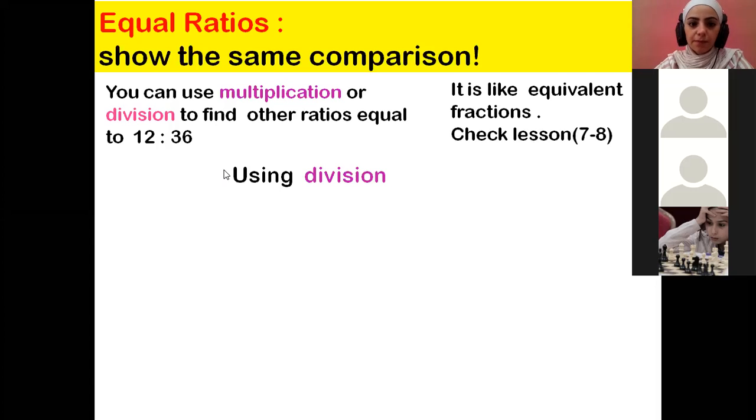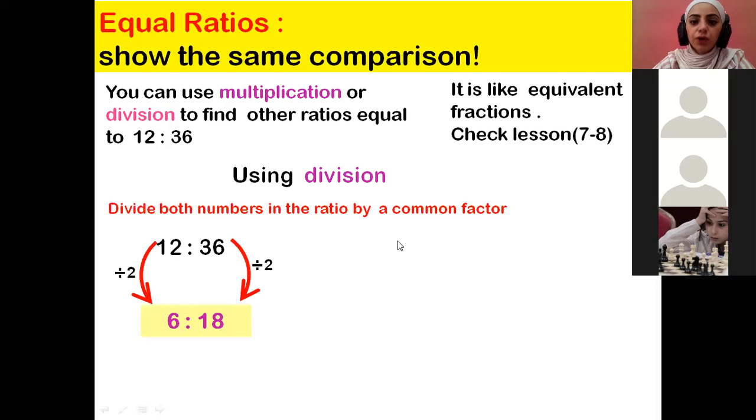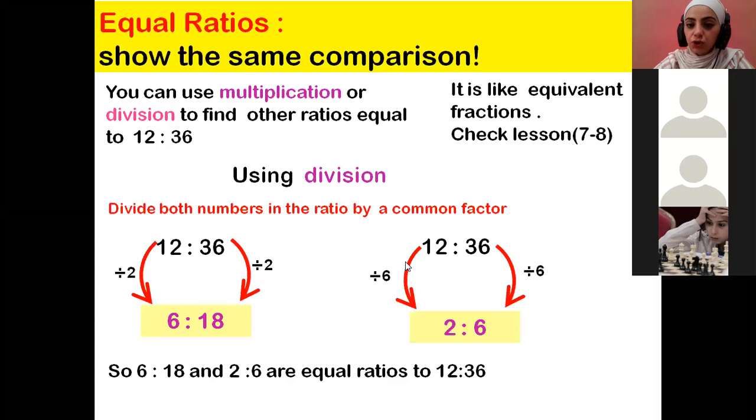Salma. Salma, we can't hear you. Okay, so we can't hear her. So we divide by a common factor. You can divide them by 2. You can divide them by 6. You can divide them by 12, by the way, to get 1 to 3. You can divide by any common factor. So this is how we write equivalent ratios, by multiplying or dividing.